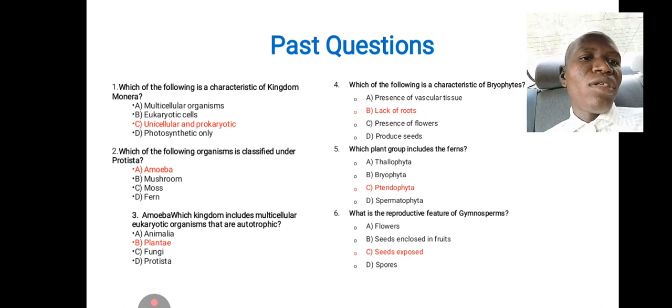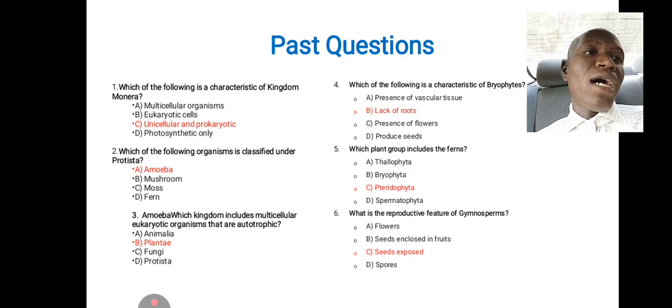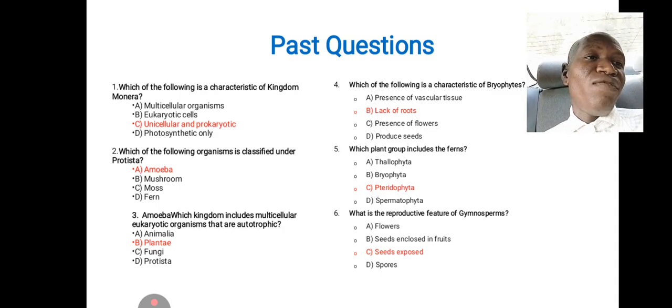Question 6 says, what is the reproductive feature of gymnosperm? Remember, we said spermatophyta. Spermatophytes are divided into 2. We have angiosperms and gymnosperms. So they are now asking us, what is the reproductive feature of gymnosperms?